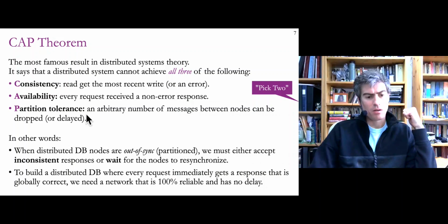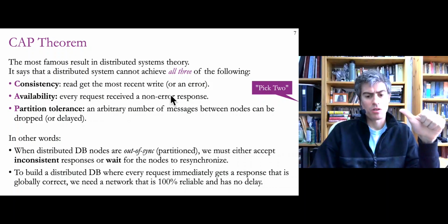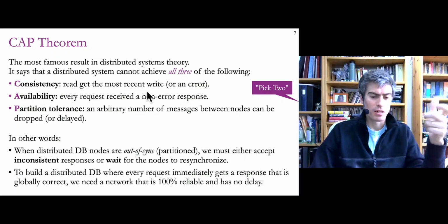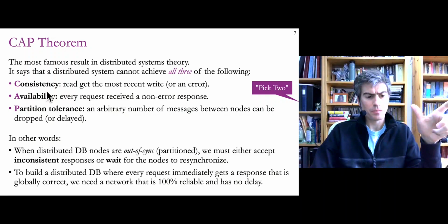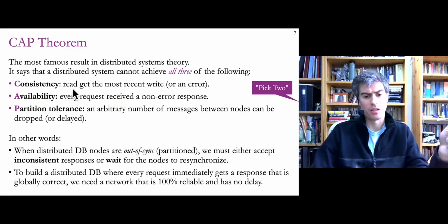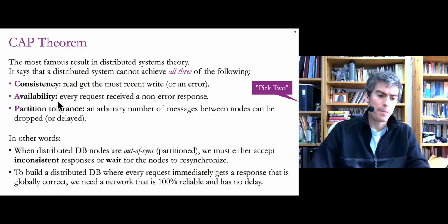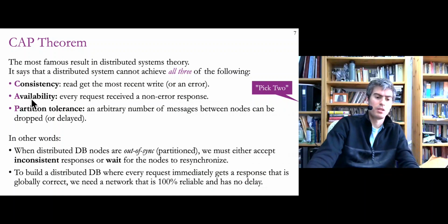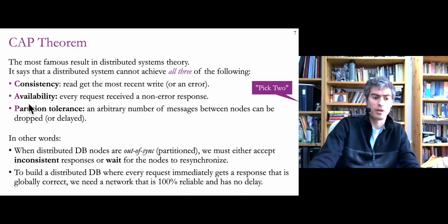These have slightly weird definitions. Consistency means that when you read, you get the most recent write, or you get an error. Yes, consistency means when you do a read, you should get the most recent write. You shouldn't get some out-of-date value. That's kind of what we saw last slide in the definition of consistency. Availability just means that every time you try to do something, whether it's a read or write, you should be able to do it. So the system should not be down or unavailable.